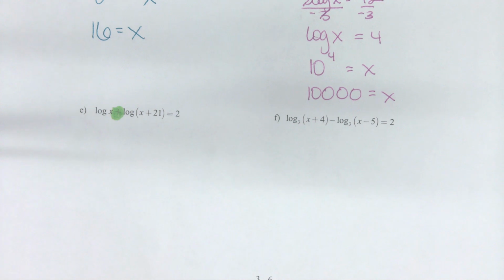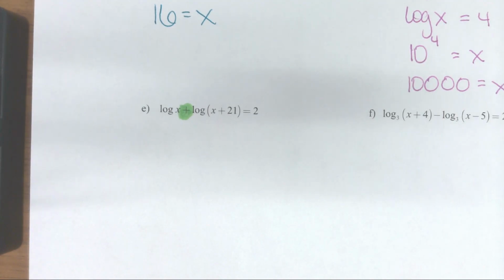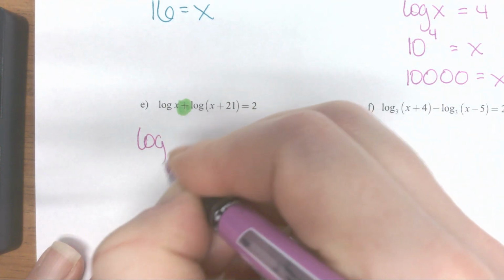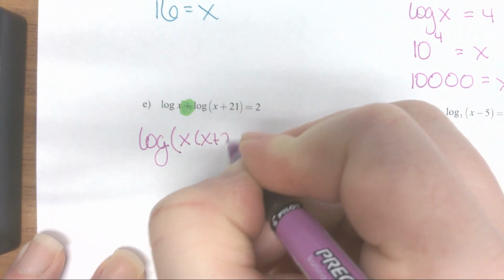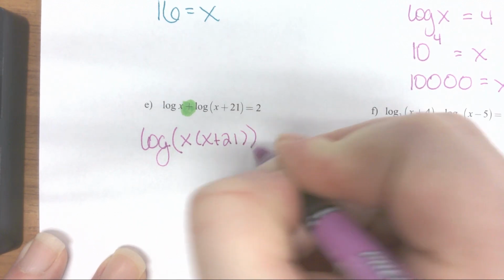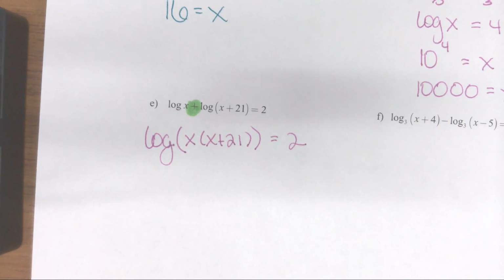Okay, do you see this addition sign there? So how can I rewrite the logarithm then? Using what operation? Multiplication. Okay, so we're going to put those two together, and we're going to rewrite this as the logarithm of x times x plus 21 equals 2. I'm not changing anything over here. Okay, do you see I just have that one logarithm now?